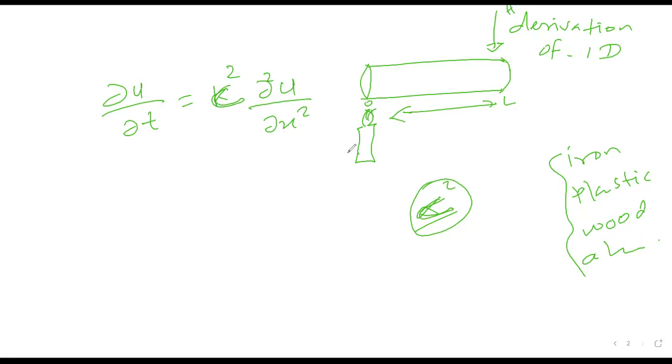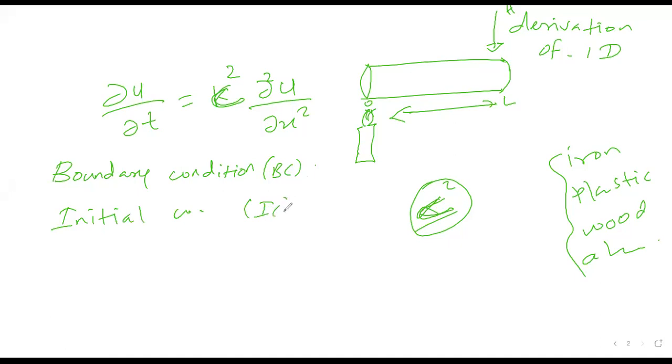Okay. Now we are going to solve this one. When solving, we have to give some extra conditions to solve it. We can't solve just like that. So that we call the boundary conditions, which I can abbreviate as BC. Also, it comes with initial conditions, which I can abbreviate as IC.